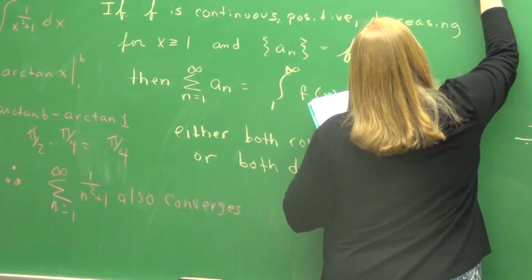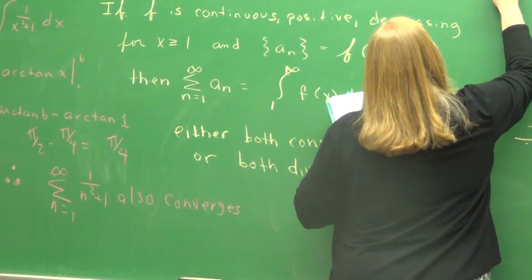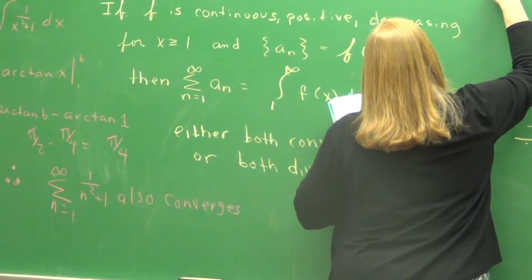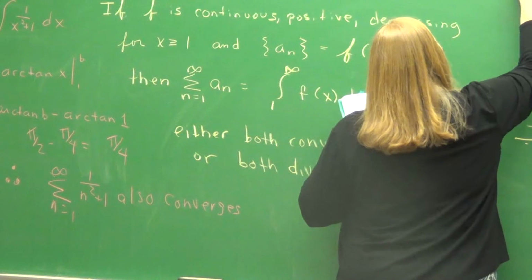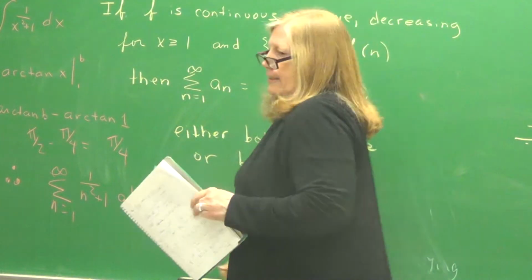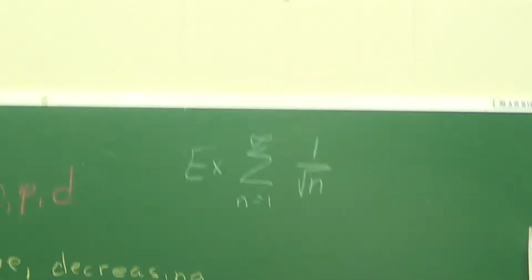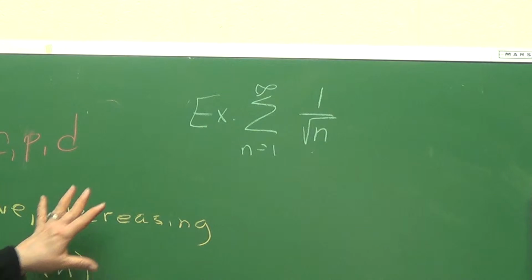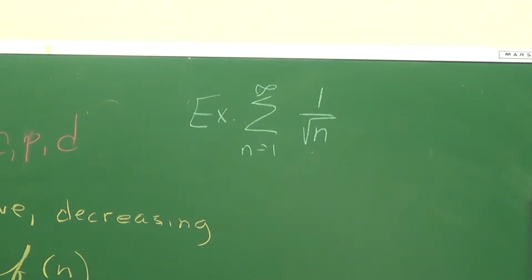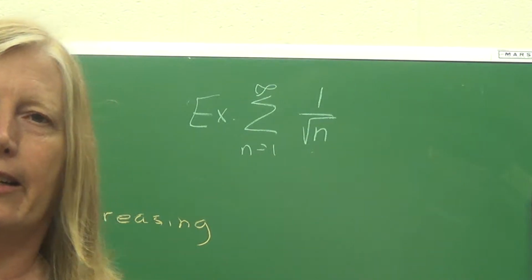Next example: the summation as n equals 1 to infinity of 1 over the square root of n. First of all, you have to be the police, the detectives, and the cops. You have to run to the scene of the crime and tell me, does it meet the requirement? Decreasing, positive, and continuous. Square root of n. We're plugging it into our calculator now.